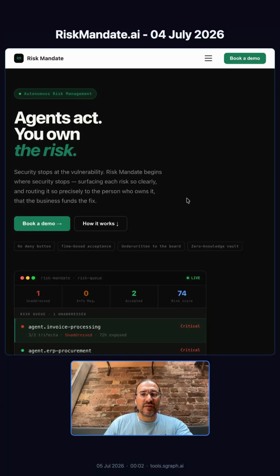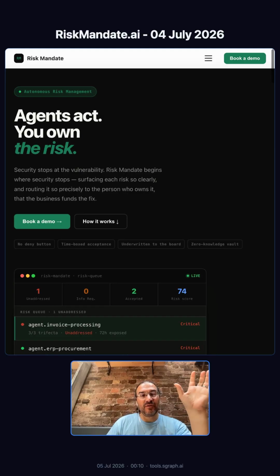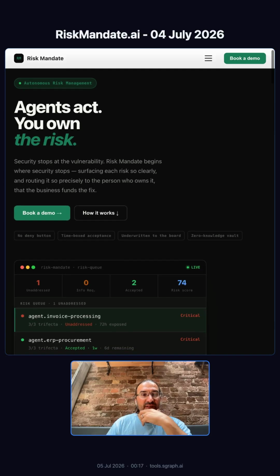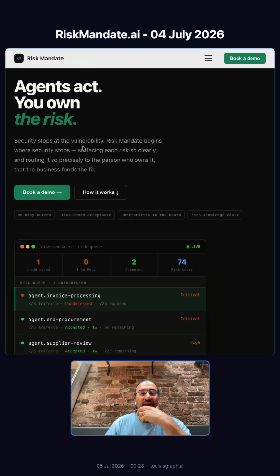Okay, so this is a quick overview of the latest version of the Risk Mandate website. The core idea here is to capture the risks that agents are being given, created by the privilege and the access that they're given. So instead of just stopping at the vulnerability, we look at the mandate that is given to even be able to execute that vulnerability.